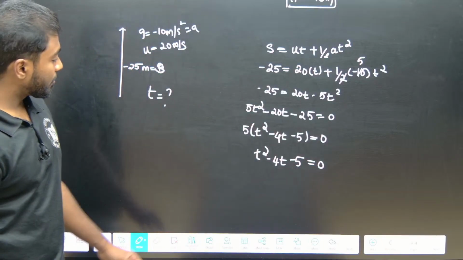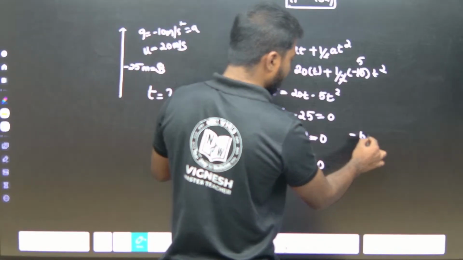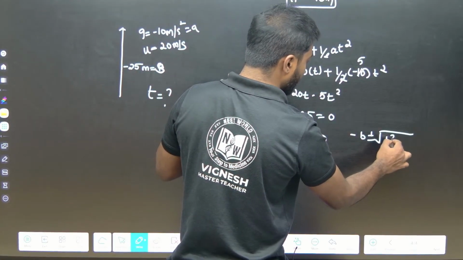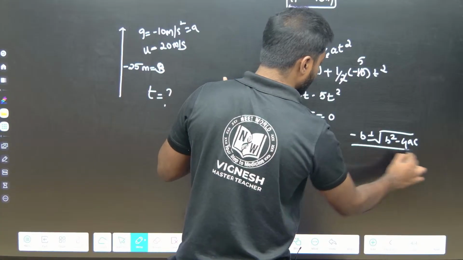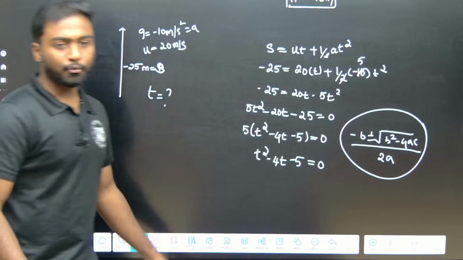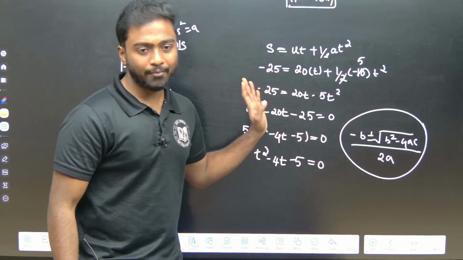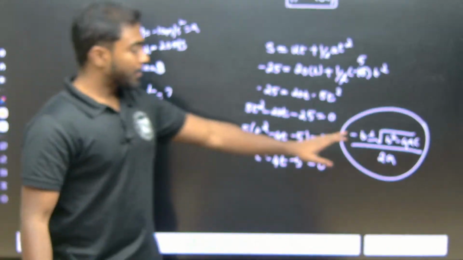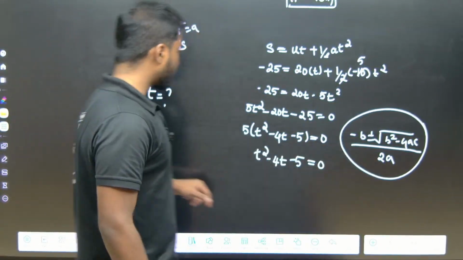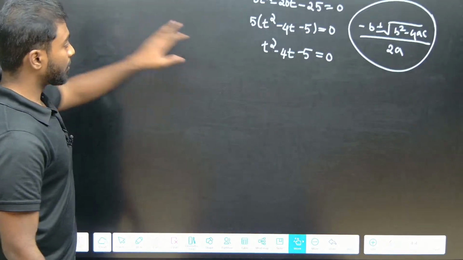Either I can use this equation, minus b plus or minus root over b square minus 4ac by 2a. If anyone is not taking the component of this minus 4, don't have to, you can take this equation and simply find the value. We will find it using this also. Once we use this, we'll see what we are getting. So that is the equation.